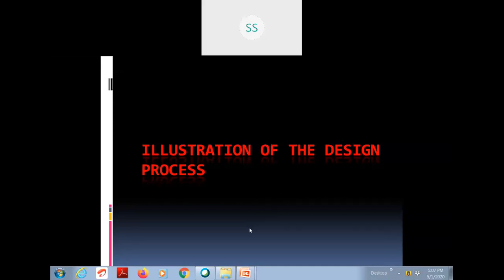So we'll continue our discussion regarding the subsystem design process. Today we will discuss some of the topics regarding illustration of the design process. Particularly in this section, we will discuss computational elements that are used in the subsystem design process.